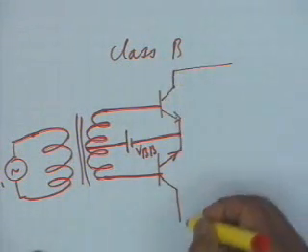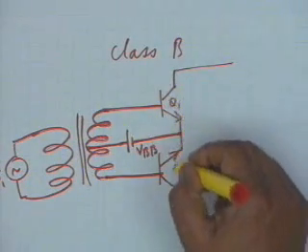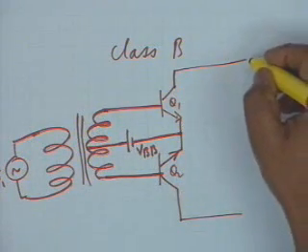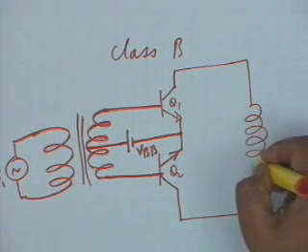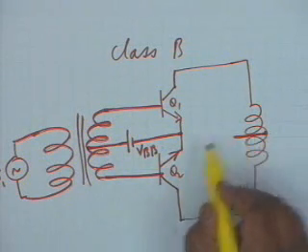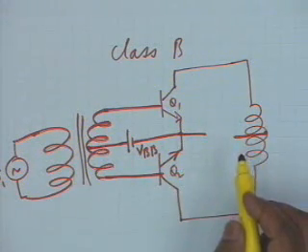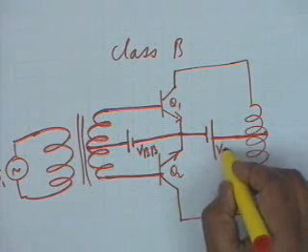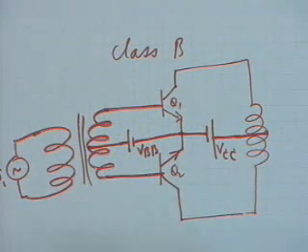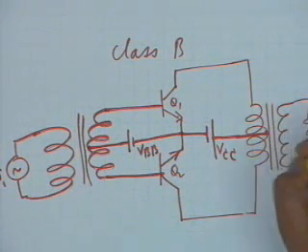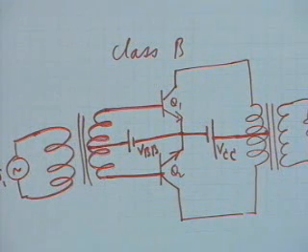Now, in the collector circuit, you see there are two transistors, Q1 and Q2. The two collectors are connected through a transformer, the center tap of which is connected to this point, and the battery VCC is connected here, VCC, alright, and the load is in the secondary of the transformer. Let us call the load RL. This is the circuit. Do you understand the circuit?